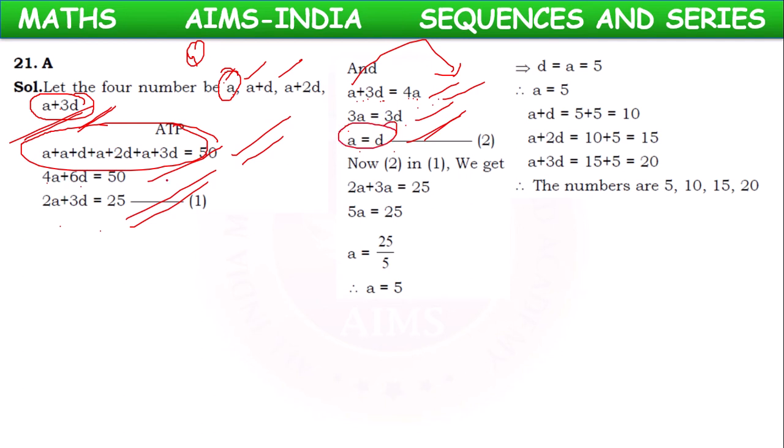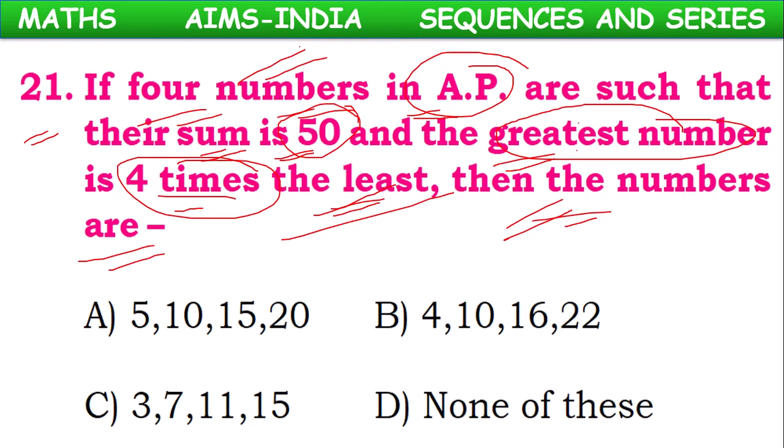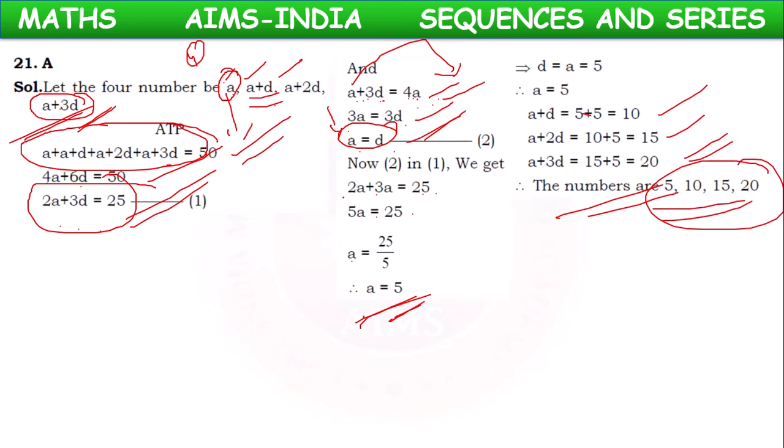If we substitute A equals D here in this equation, 2A plus 3A equals 25, 5A equals 25, A equals 5. So if A equals 5, what is the next term? A plus D, 5 plus 5, 10. A plus 2D, 15. A plus 3D, 20. So the numbers are 5, 10, 15, 20. So option A is correct.